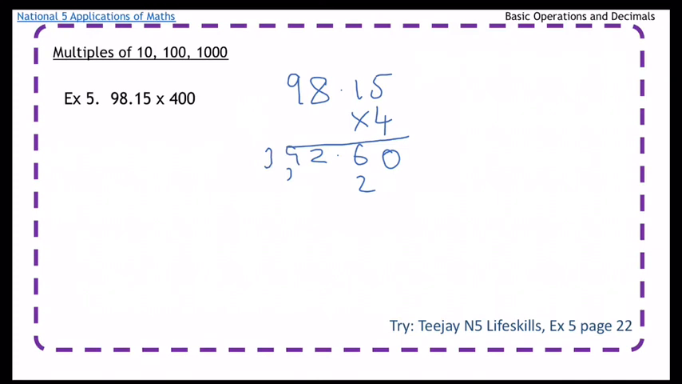And then we're going to times it by 100, or move that decimal point 2 spaces to the right. So it's going to become 39,260.